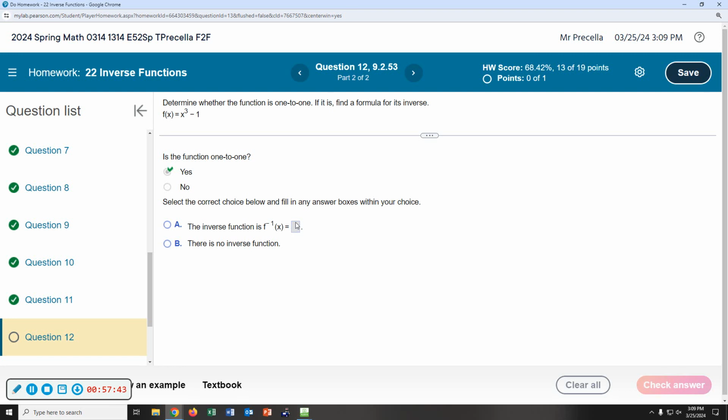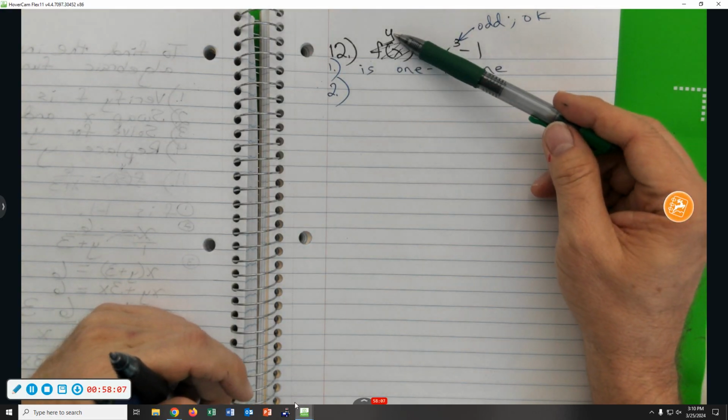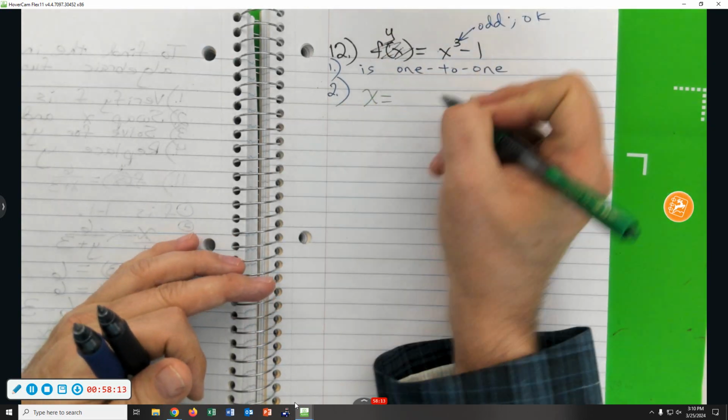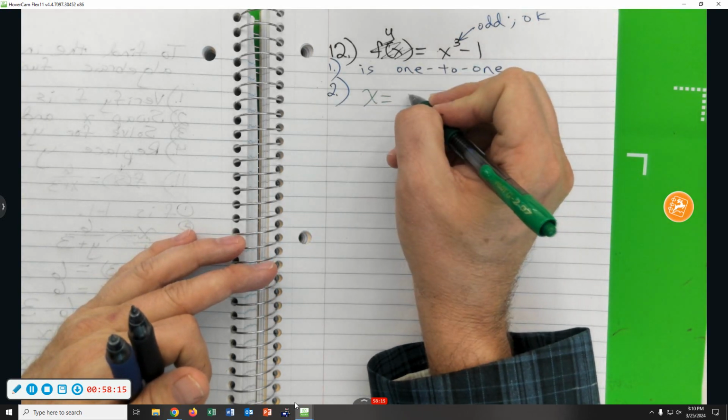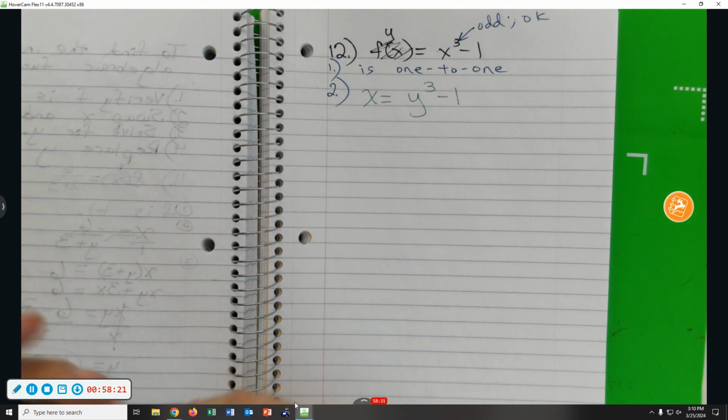So here we go. Step number 2. We've got to swap x and y. Well, what's acting like y in the original problem? f of x is just that fancy way of saying y. So y becomes x, and x becomes y. So we have x equals y cubed minus 1.